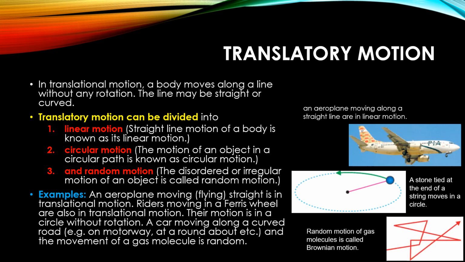The next is random motion. Random motion of gas molecules is also known as Brownian motion. As you can see in the figure, it is the zigzag or irregular motion of the particles. With the help of these examples, I hope you have fully understood the translatory motion.